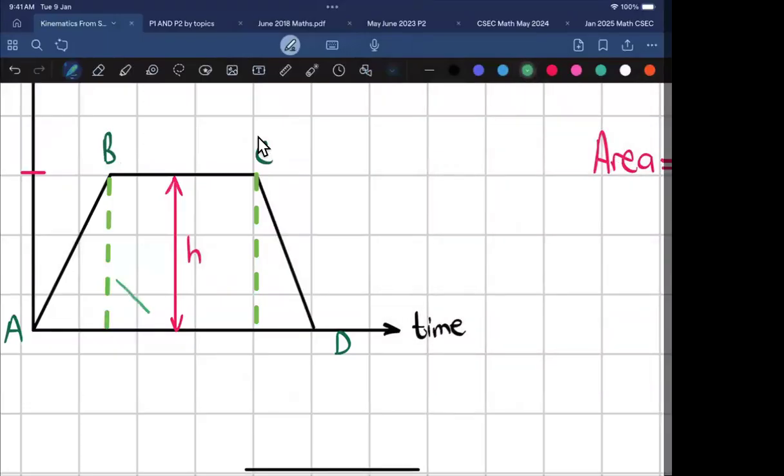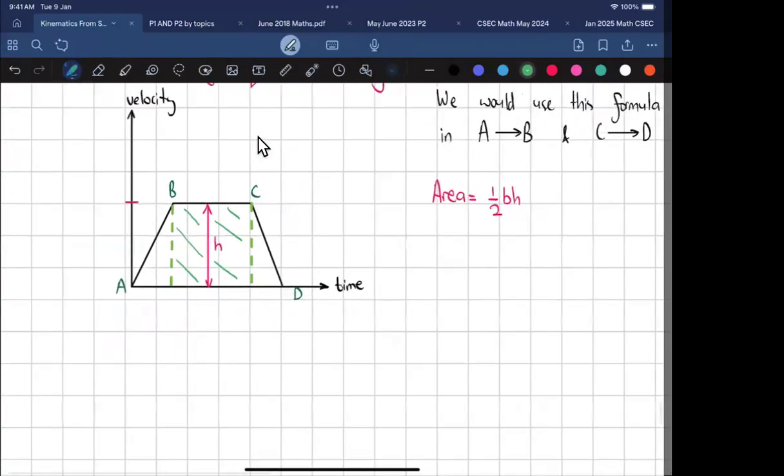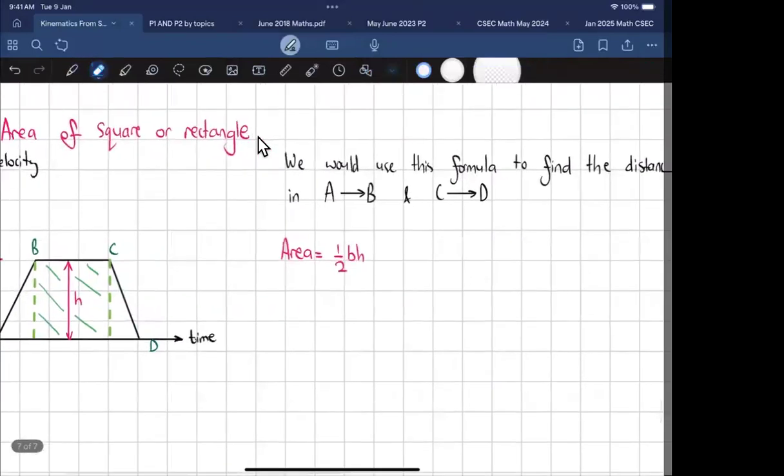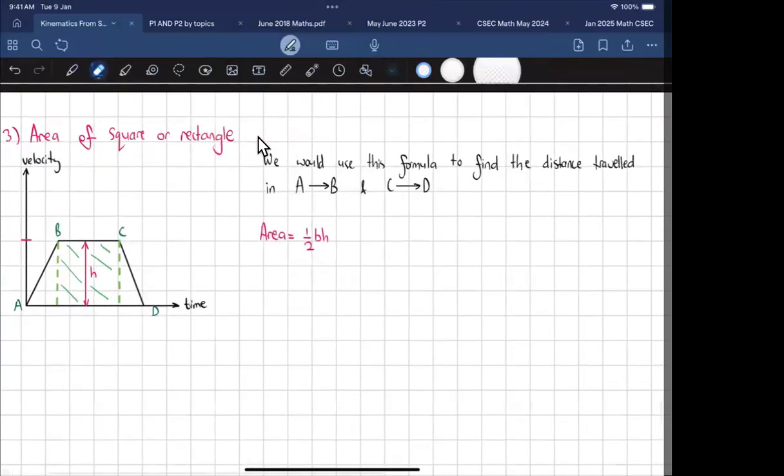Well, I would find the area under this portion over here. And what shape is that? Like, roughly speaking. Rectangle, it doesn't matter. It's the same formula, right? So we would use this formula to find the distance traveled from B to C.